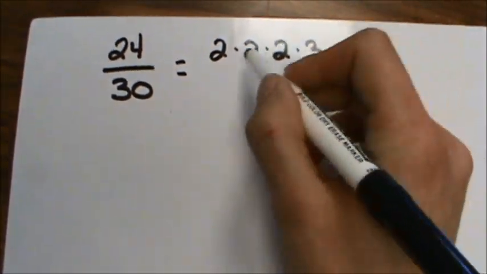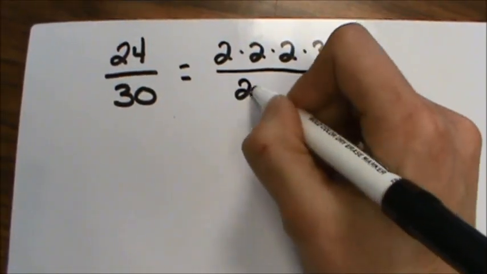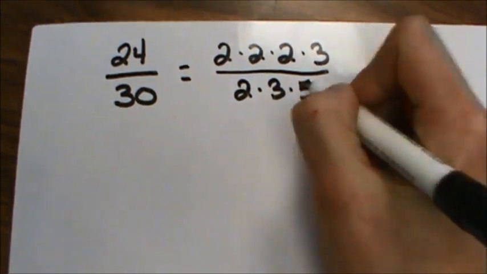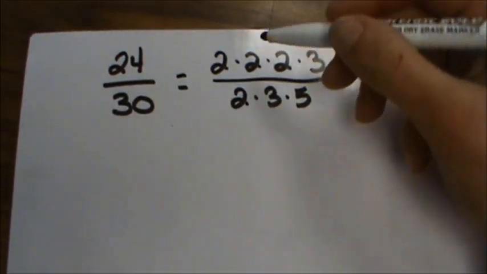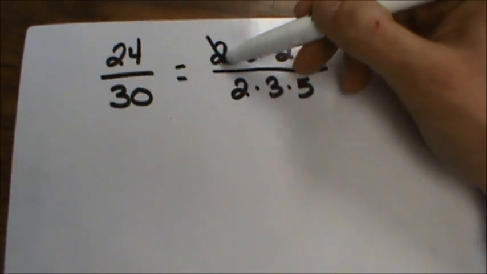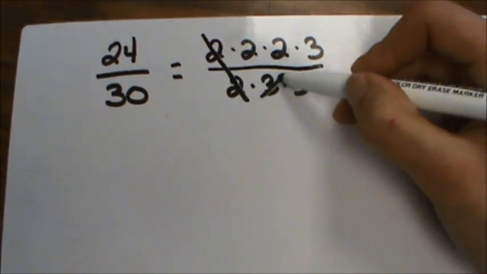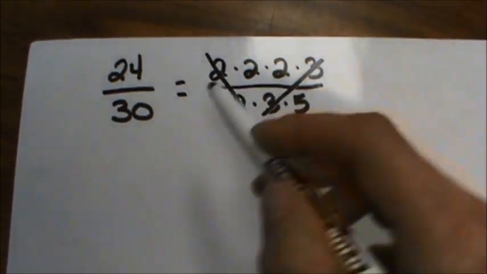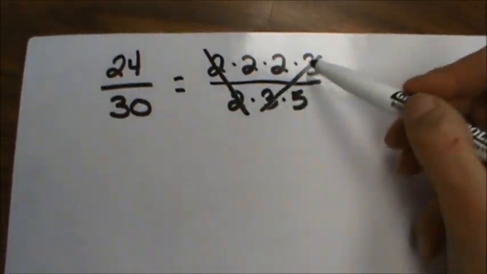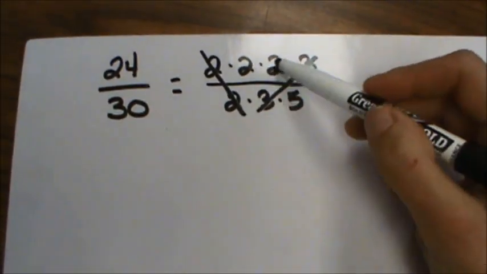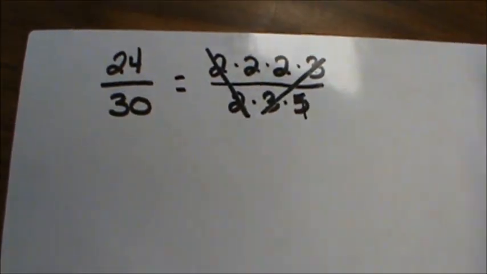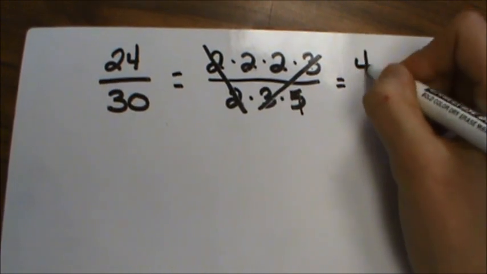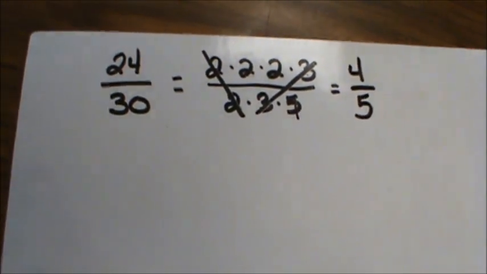2 times 2 times 2 times 3 is 24. I'm basically writing their prime factorizations. 30 is 2 times 3 times 5. To simplify this fraction, we are going to cancel the factors that they have in common. Because 2 divided by 2 is 1, and 3 divided by 3 is 1, the important numbers of this problem are really the 2 times 2 on top and the 5 on the bottom. That means this fraction simplifies to be 4/5.